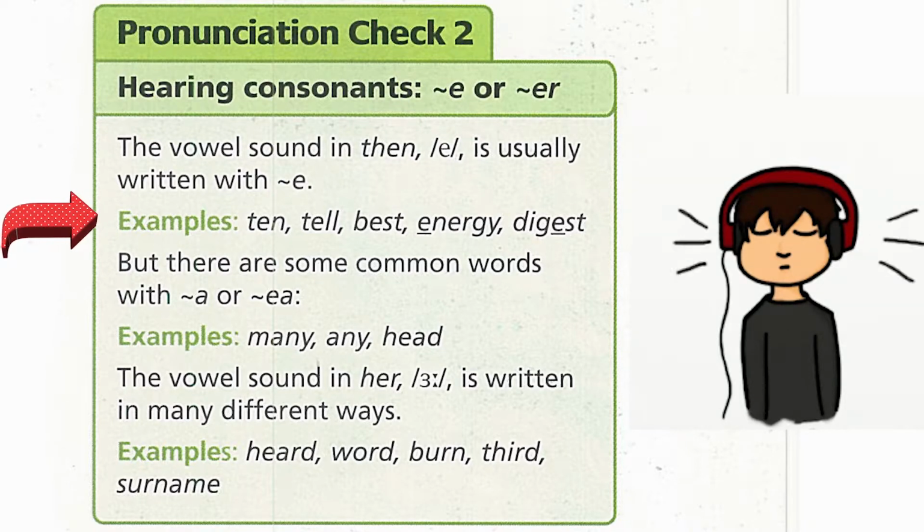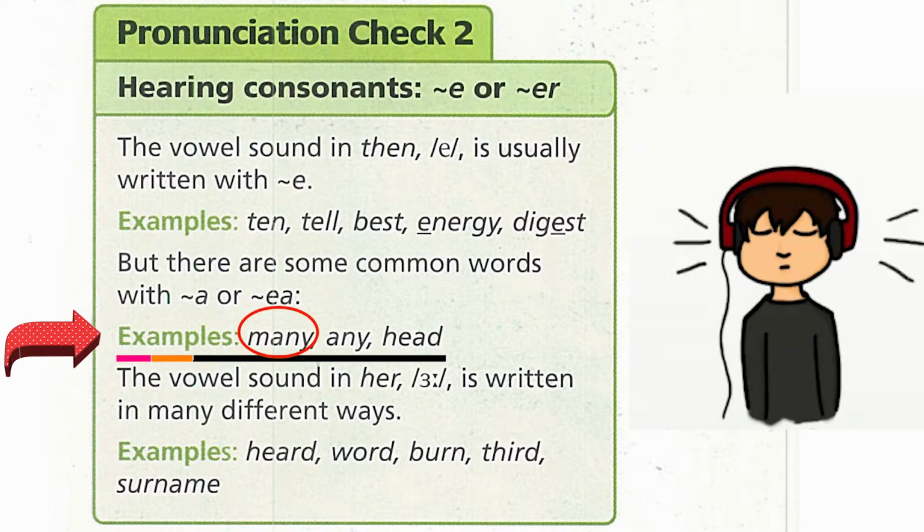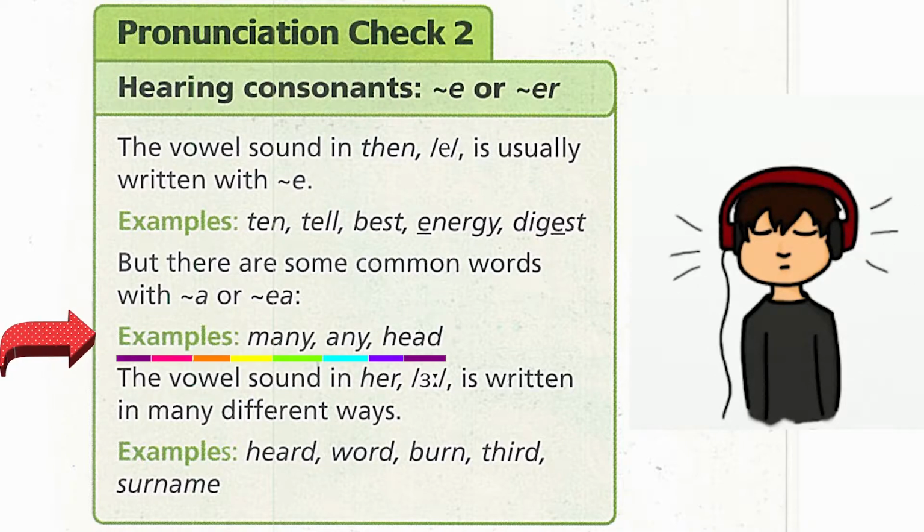And to differentiate, I want you to be able to say three words together. You will differentiate between the vowels in the middle of the words. For example, we have ten, T-E-N, tin, T-I-N, and teen, T-E-E-N. Now ten is clear, or the vowel is clear. But there are some common words with spelling A or EA. For example, we have many, any, and head. The same sound like in ten, but with different spelling.